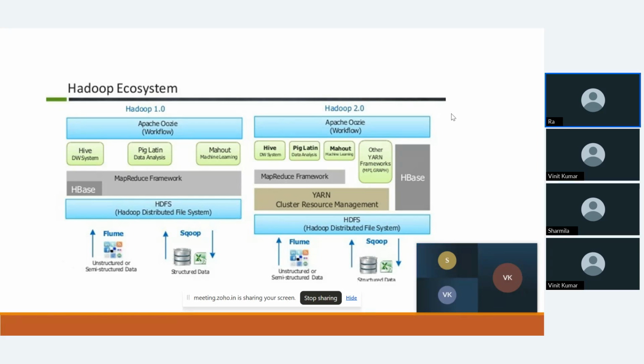Now we have different other tools to get the data into the system. Now we have a huge number of tools. For streaming data, we have Kafka, Kinesis. And for structured data, we have different ways to get the data into the system.